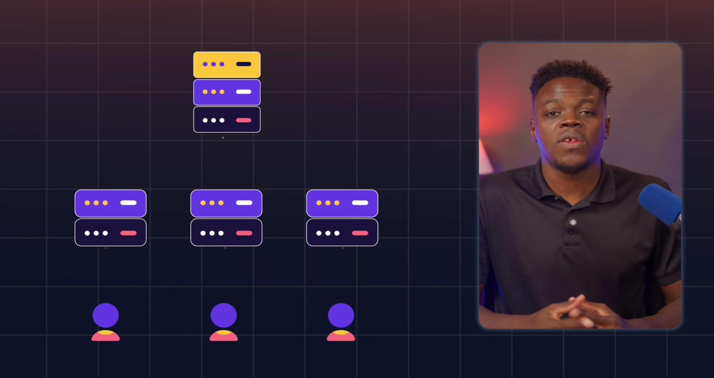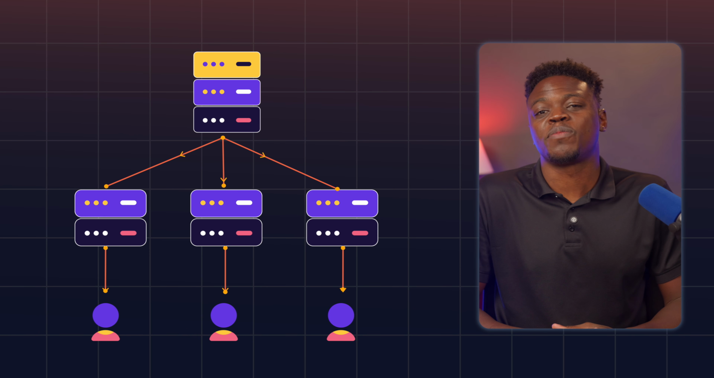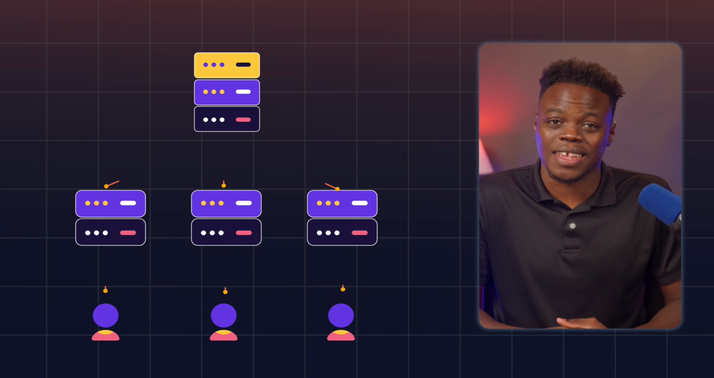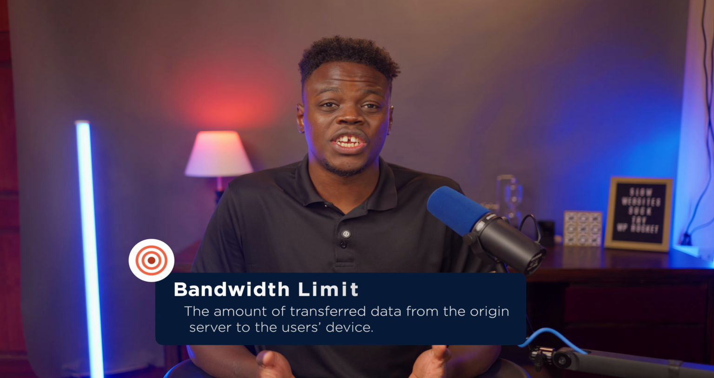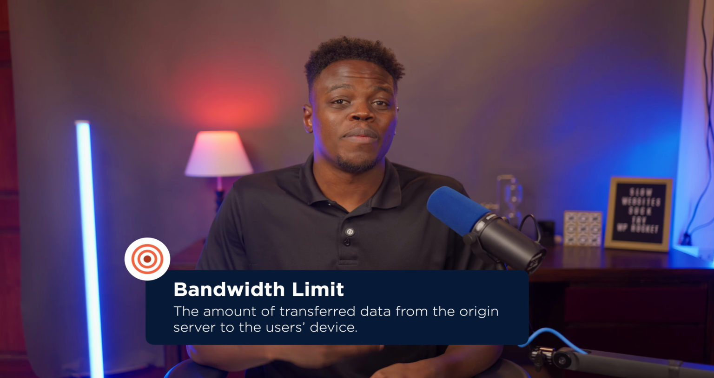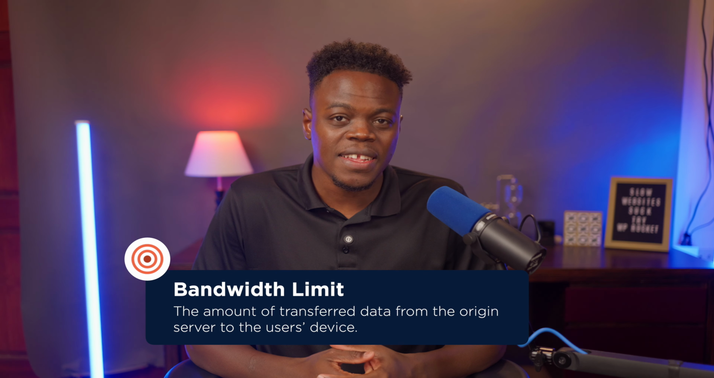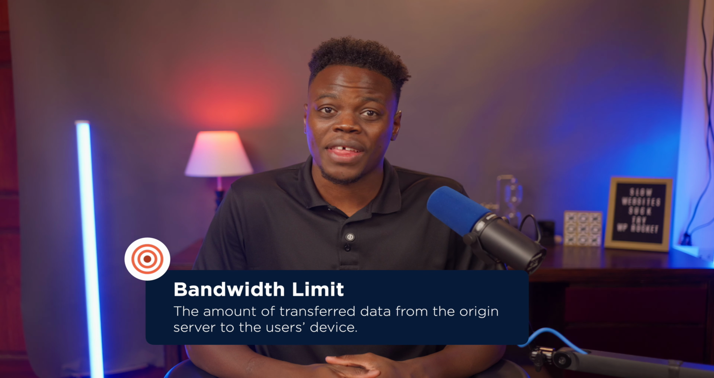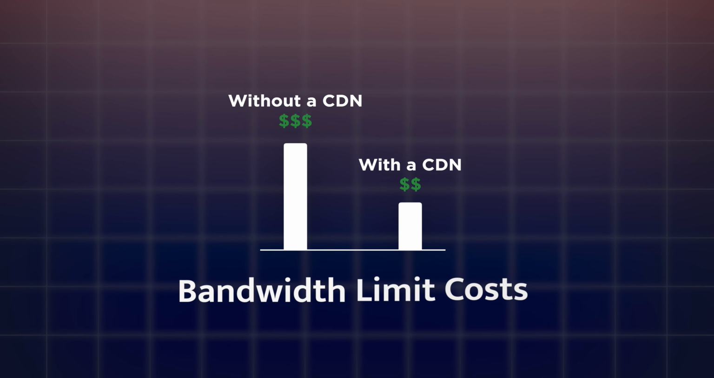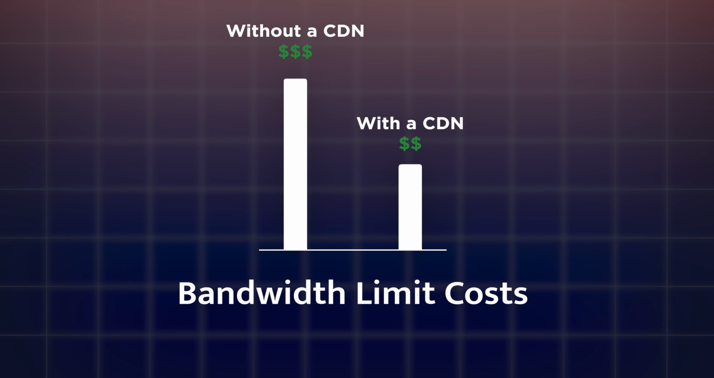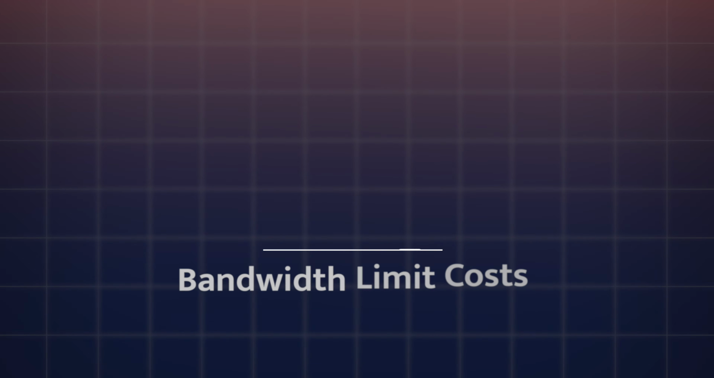And lastly, it reduces the strain on a single server to respond to multiple devices at the same time. Web hosting providers usually charge for the amount of transfer data from the origin server to the user's devices, referred to as bandwidth limit. As CDNs cache the content in the POPs, fewer back and forths are required to the origin server as needed for the data. Thus, the host server is less solicited, resulting in lower bandwidth costs.